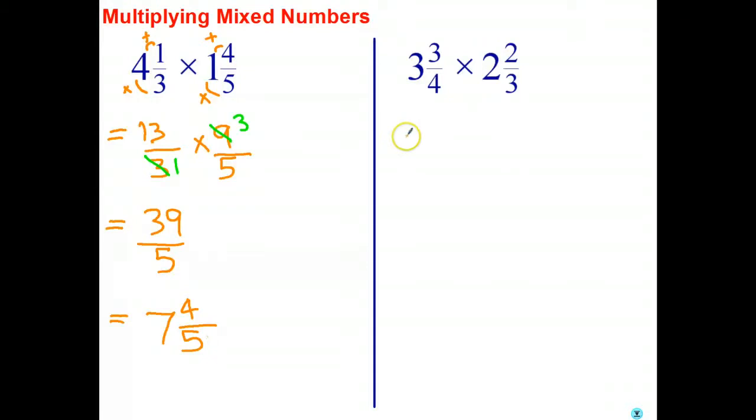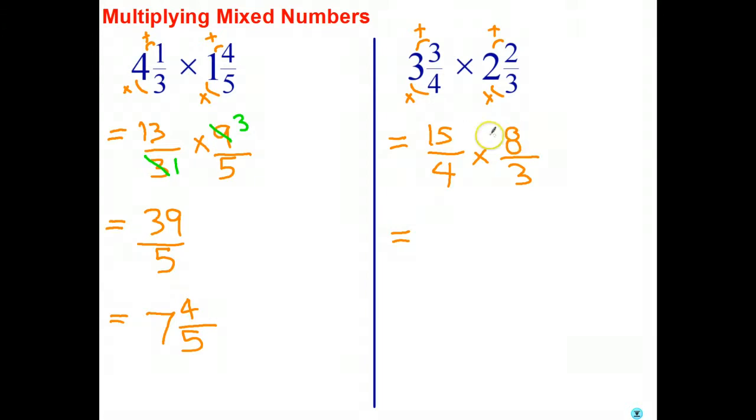Okay, let's see how you went. So, step 1, 4 times 3 is 12, plus 3 is 15 over 4, times 2 times 3 is 6, plus 2 is 8, so that's 8 over 3. Now once again, 15 times 8, that's getting a little bit large, so let's try to simplify if we can.